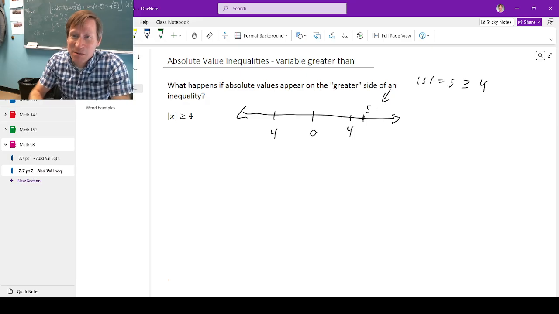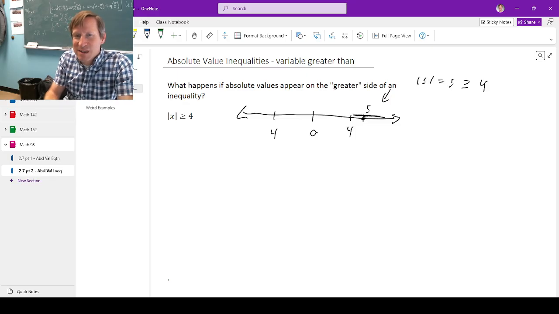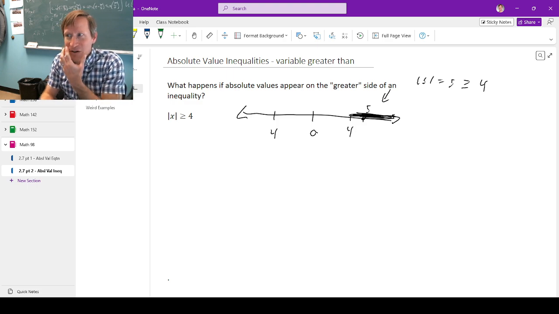So 5 is a number that we're after, but you can see any number greater than positive 4, its absolute value is the same number, and that's greater than 4. So those are all solutions.